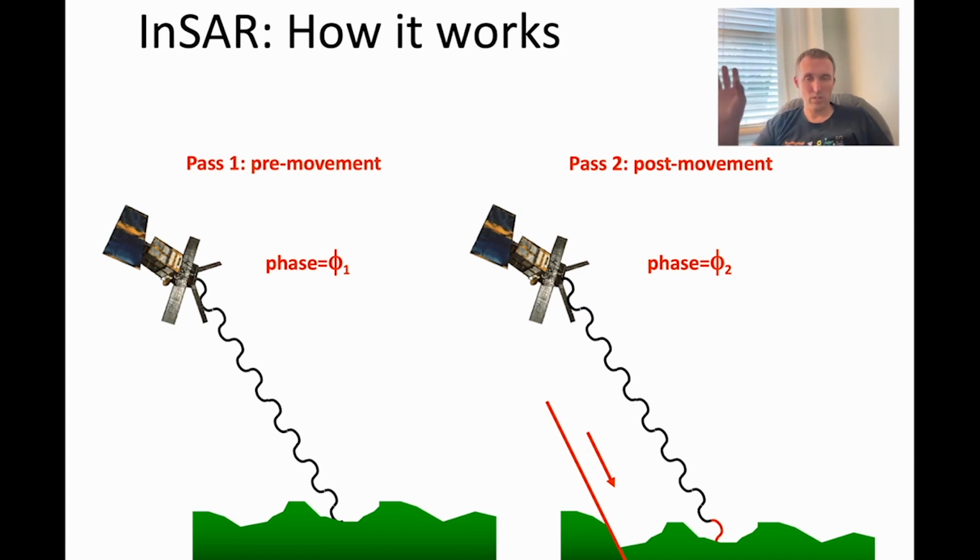Again, just to be clear, we're imaging all the time. For Sentinel-1, we're imaging every 12 days. For ERS, it was about every month. For ALOS-2, it's about every month. NISAR, the upcoming mission next year, will be every 12 days. So we're imaging on a regular basis the same location.